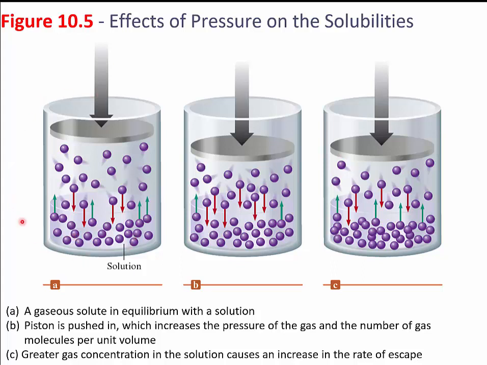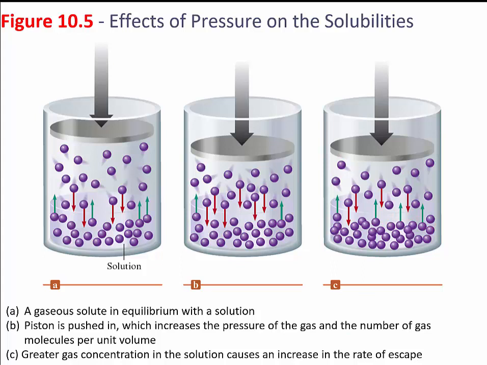So in A, we've got a solute in equilibrium with a piston. Equal numbers of gas molecules are going up in green as are going down in red. As you compress this piston, the piston is pushed in, it increases the pressure of the gas and the number of gas molecules per unit volume. So more start to go down into solution. The greater concentration in the solution causes an increase in the rate of escape, and they're going to balance each other out, with the net effect of being that you've got more gas molecules dissolved in that solution.